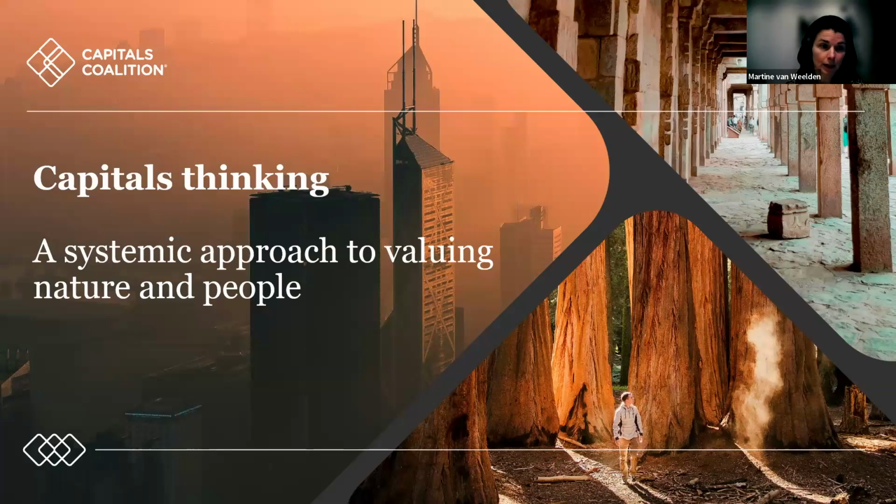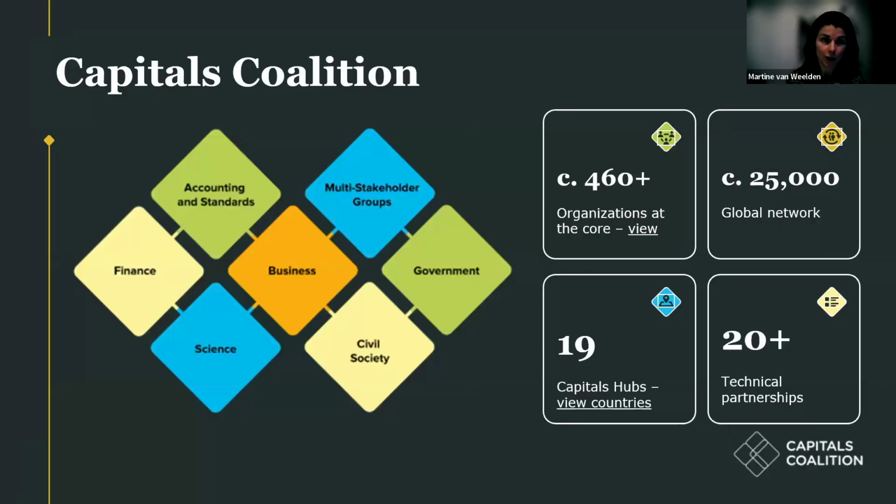Well, at the Capitals Coalition, we think that capitals thinking can be part of the solution. Capitals thinking is a systemic approach to valuing nature and people. For those who are not familiar with the work of the Capitals Coalition, we are a global organization that supports the way decisions are being made by incorporating the value of nature and people. We have around 460 organizations at our core, several capital hubs, which are national hubs, many technical partnerships, and a globally growing network that supports us to obtain our mission.